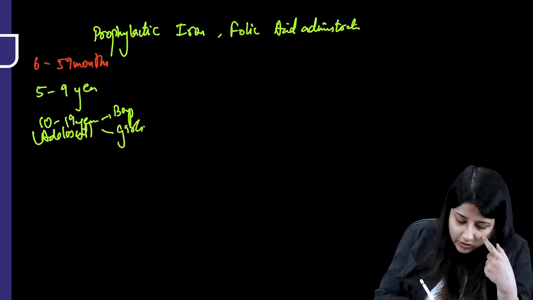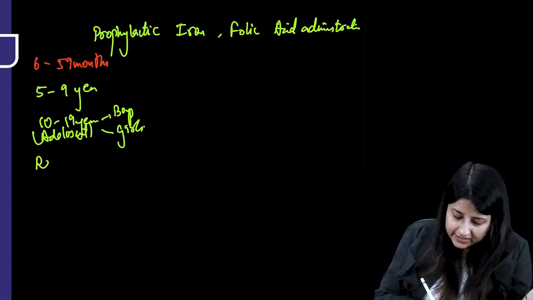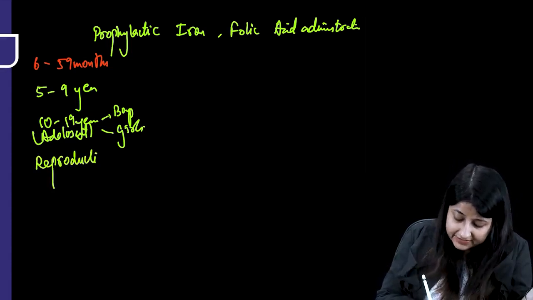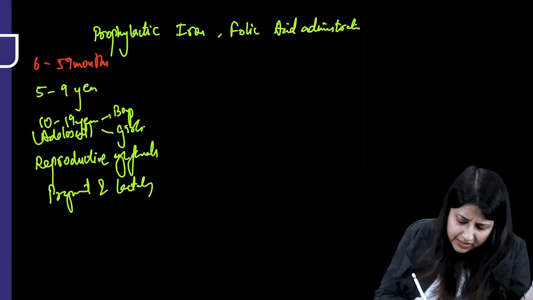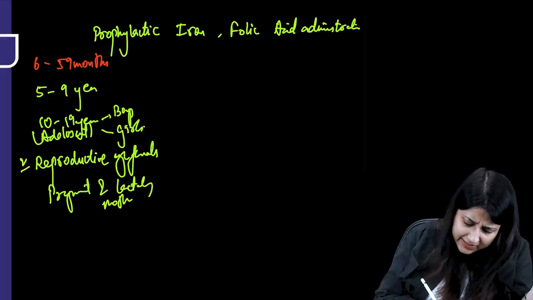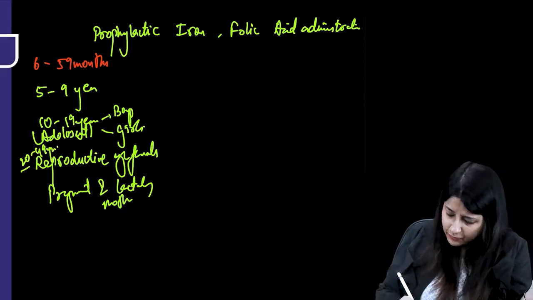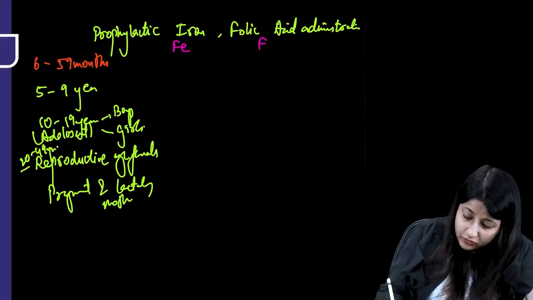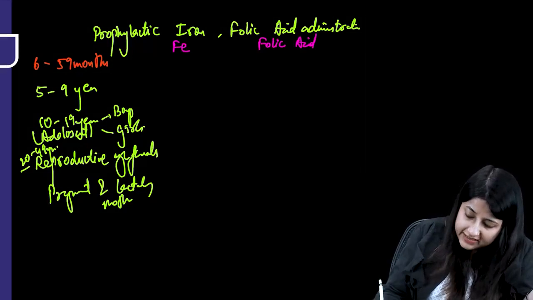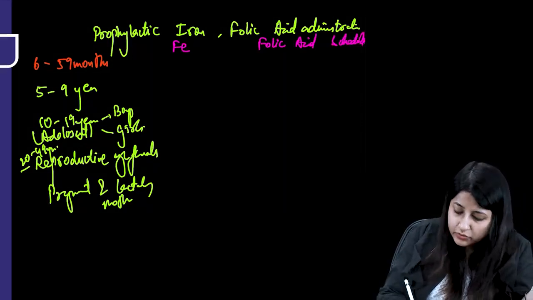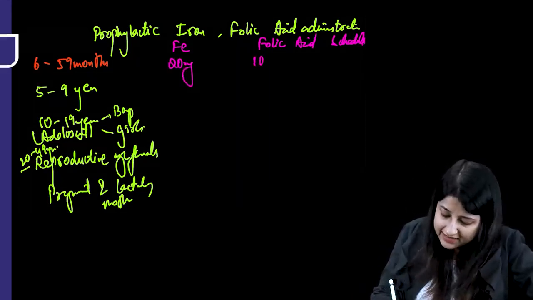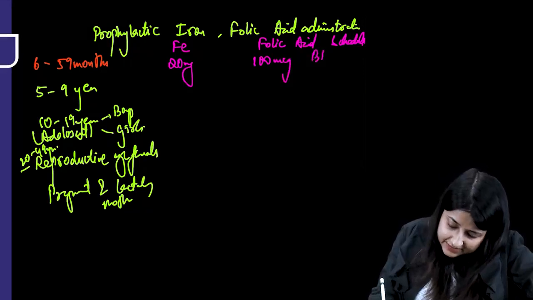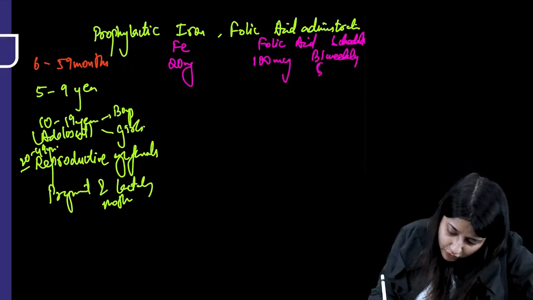Then you have reproductive age females, and then pregnant and lactating mothers. In reproductive age females, we are mostly covering 20 to 49 years. Prophylactic iron folic acid is being given over here, and the important thing is to know the schedule also. Here it is how much iron is being provided: 20 milligram elemental iron, 100 microgram folic acid. This is being given bi-weekly in the form of a syrup.